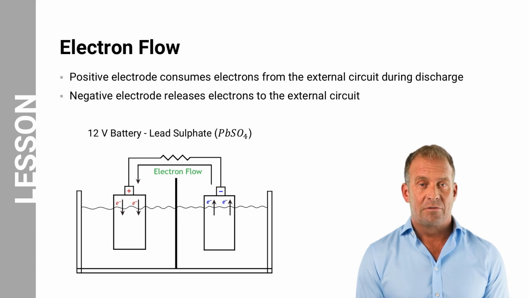Conversely, the negative electrode, or anode, releases electrons to the external circuit during discharge. This release of electrons is associated with the oxidation reaction taking place at the anode. Together, these processes facilitate the flow of electrons through the external circuit, allowing the battery to supply electrical energy to power devices or systems connected to it.